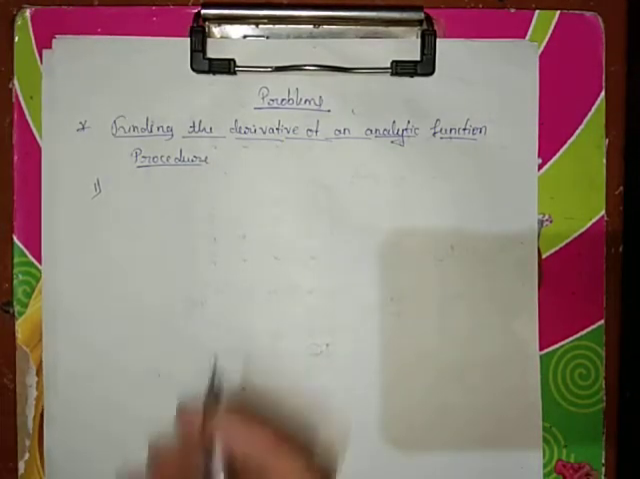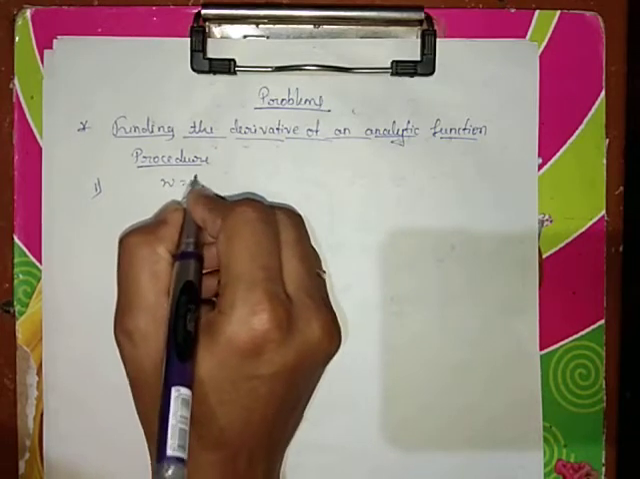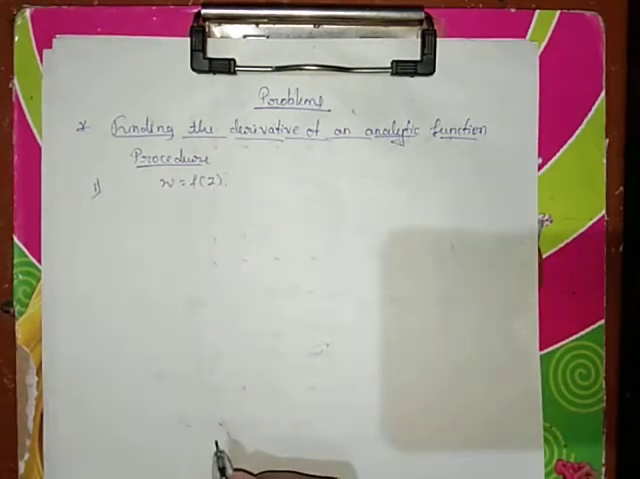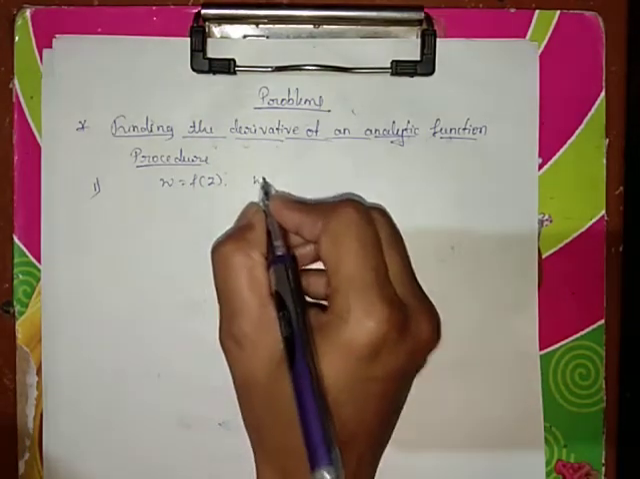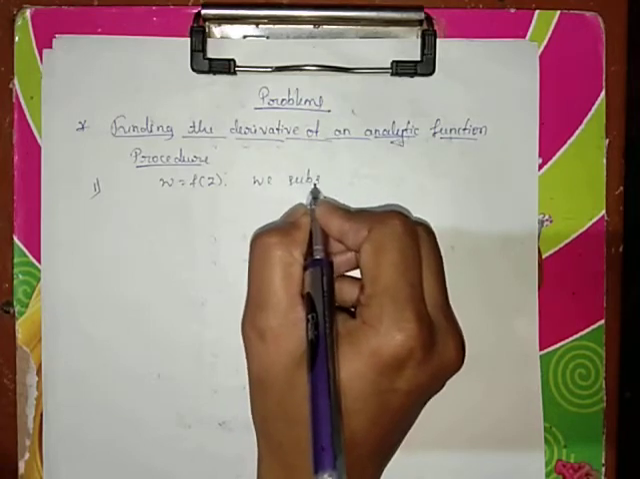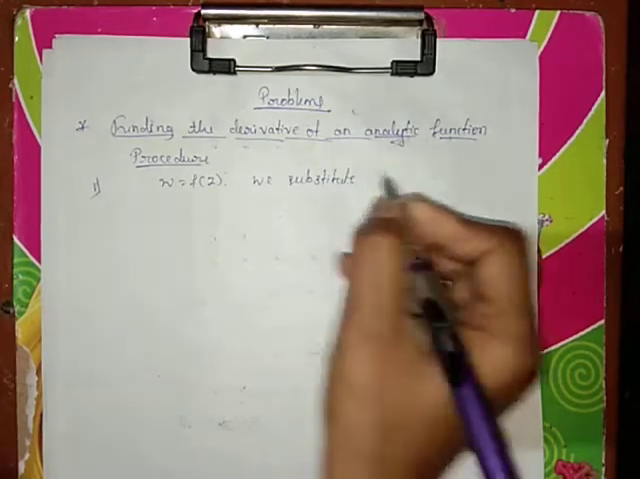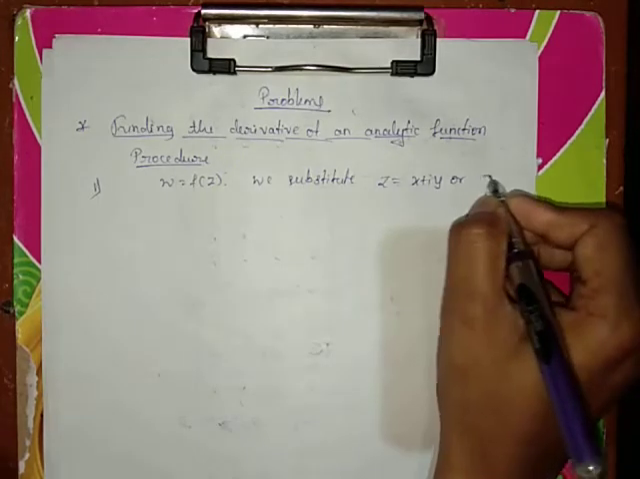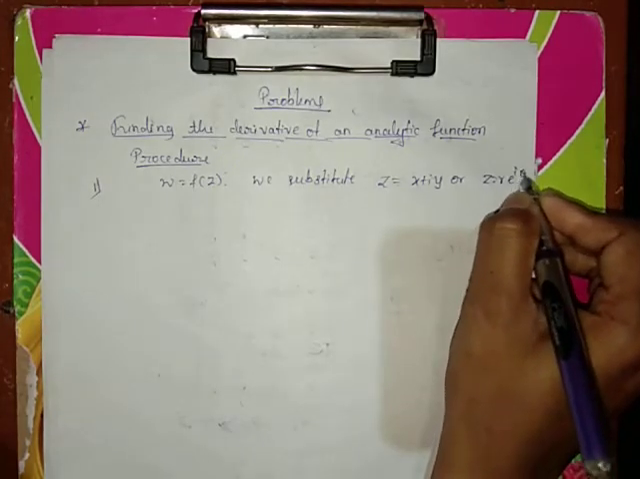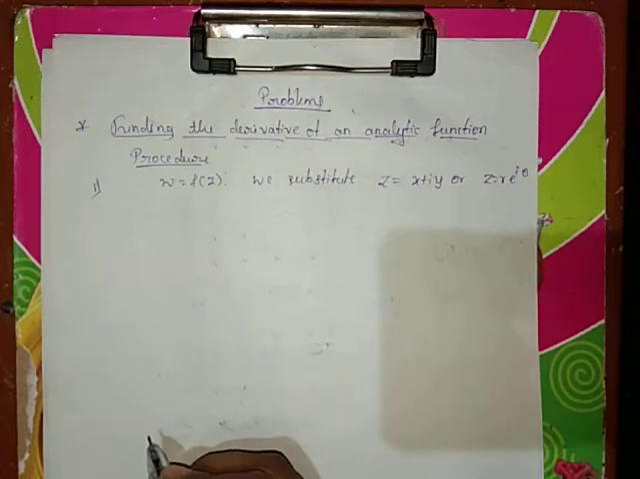So the procedure is here. First they give you the f of z. First they define f of z, that is nothing but w. So f of z will be given. We substitute, wherever z, either the Cartesian form or the polar form. Either substitute z equal to x plus iy or z equal to r e raised to i theta.